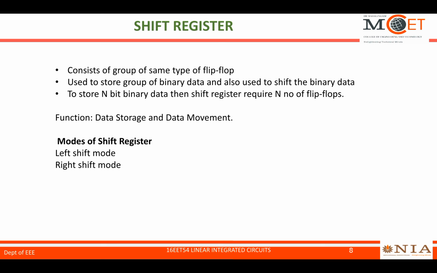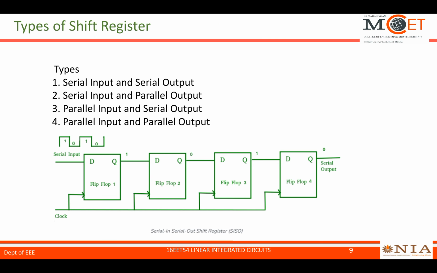Modes of shift registers: it works in two different modes, left shift and right shift. It will shift the data from left to right and right to left. These are the types of shift registers. There are 4 types. One is serial in, serial out. Another is serial in, parallel out, then parallel in, serial out, and parallel in, parallel out.